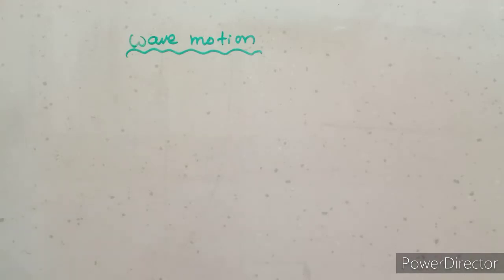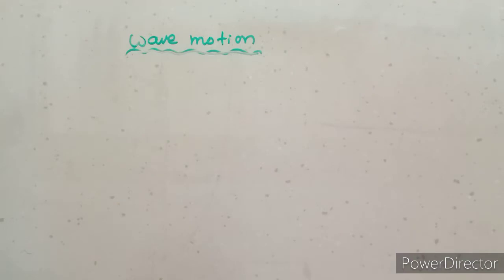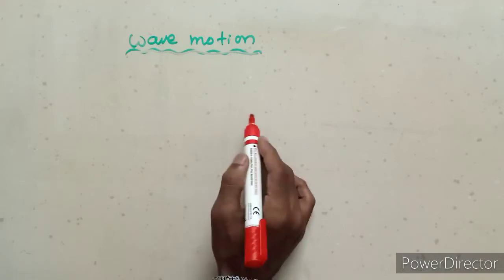Students, now we are going to discuss wave motion and also different types of wave motions. We will discuss mainly the definition of the wave. A wave is defined as some disturbance.